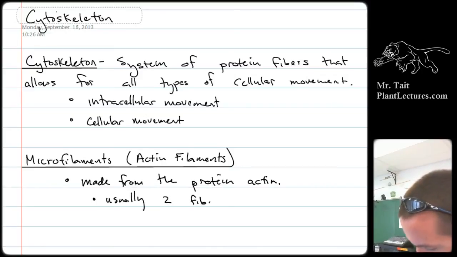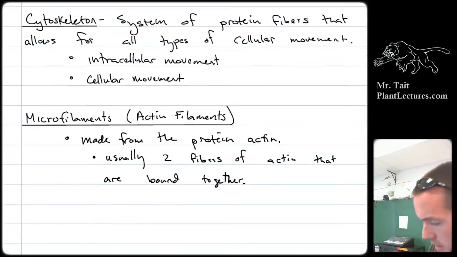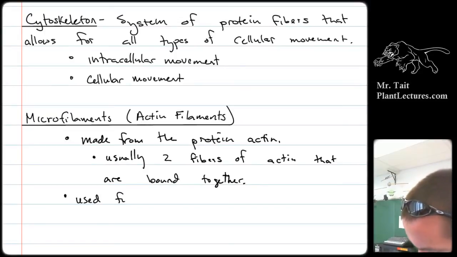So usually two fibers of actin that are bound together. Okay? They form a helical structure because they're bound together. All right? They have two main functions in the cell. Their first function is for intracellular movement. Okay, so they're used for intracellular movement.